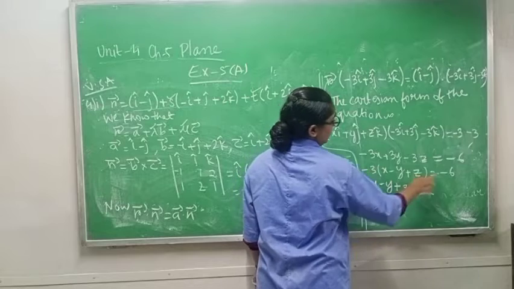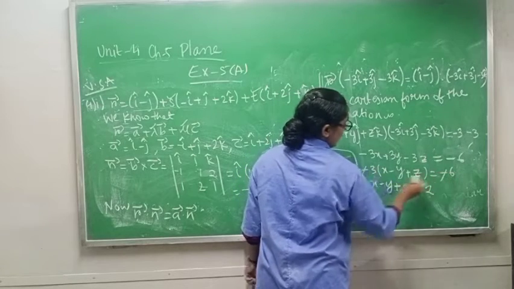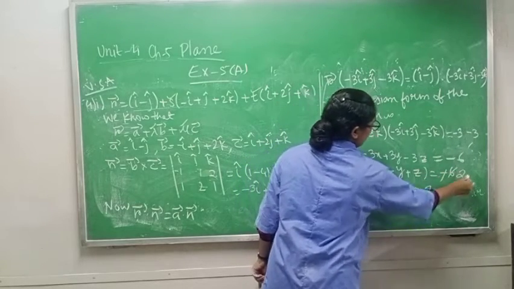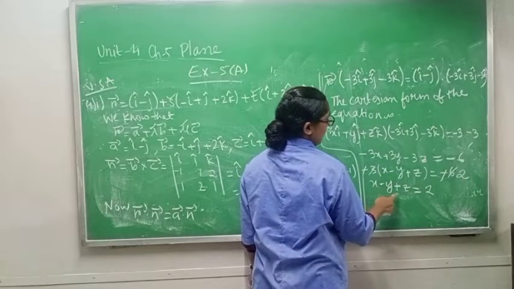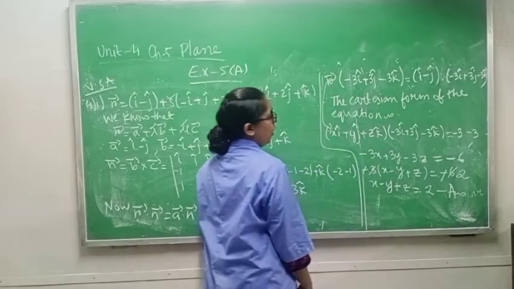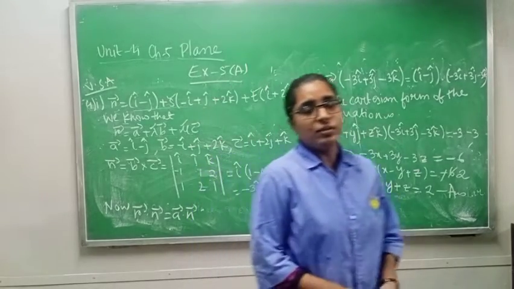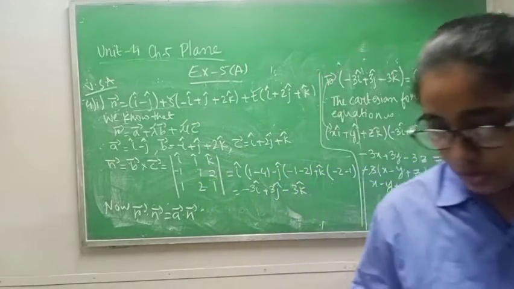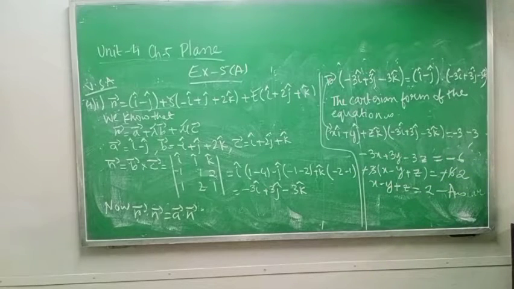Now minus 3 I am taking common. Minus minus will cancel, 3 ones are 3, 3 twos are 6. It will give you x minus y plus z equals to 2. So this is your plane in Cartesian form. Okay. Whenever they ask you the plane in Cartesian form, then you will write this one.